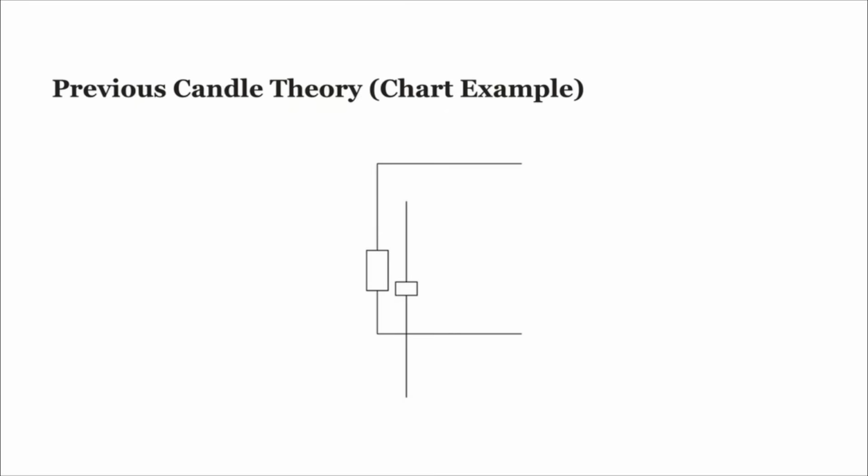Previous candle theory chart example. Look closely at the first candle, which is this. The candle low, which is the previous candle low, is manipulated. Here you will target the previous candle high, which is this. And for bullish, you look for the candle high to get taken out and you target the opposing range of the previous candle.